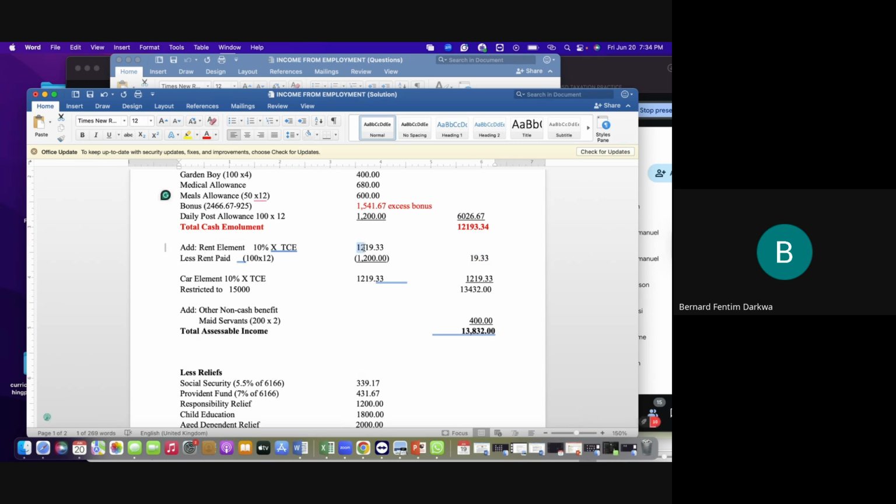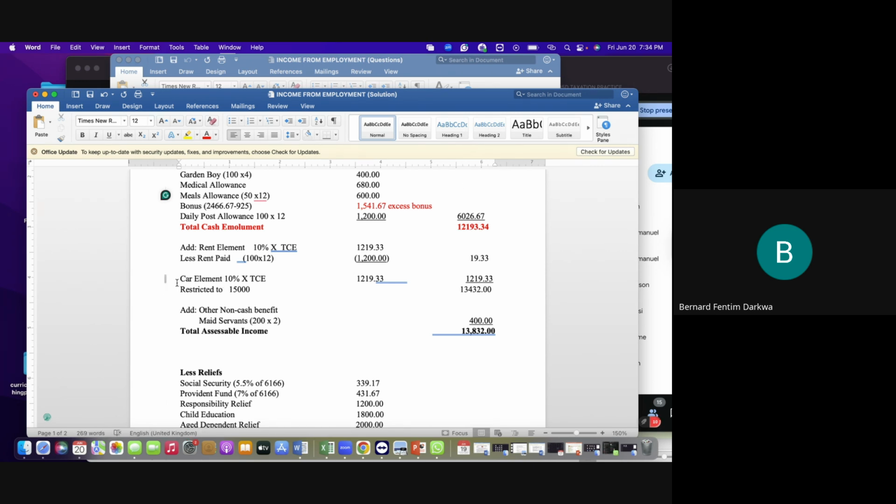This whole amount would have been added to the total cash emolument. But because the employee asked them to take 100 from his salary per month in respect of rent, when you finish calculating 10% of TCE, whatever you get, go and less the rent that has been paid in advance from it. The net is what is added.